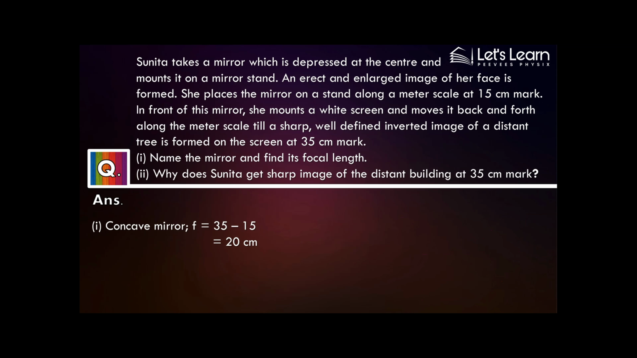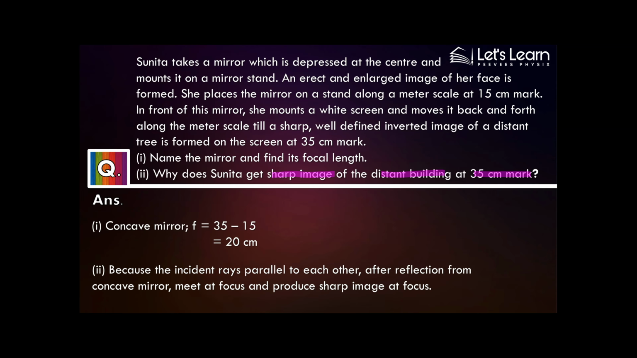And the next question is, why is she getting a sharp image of a distant object at 35 centimeter? The answer is simple. The rays coming from a distant object are parallel to each other, and after reflection all these rays meet at the principal focus, which is the 35 centimeter mark.